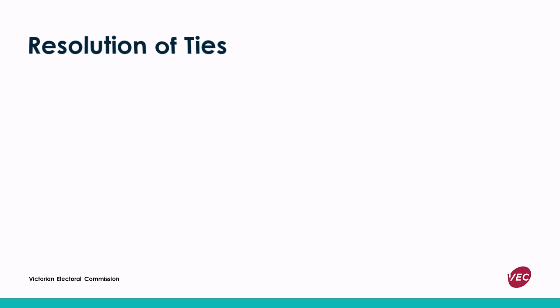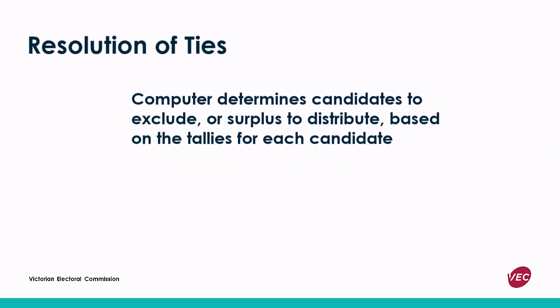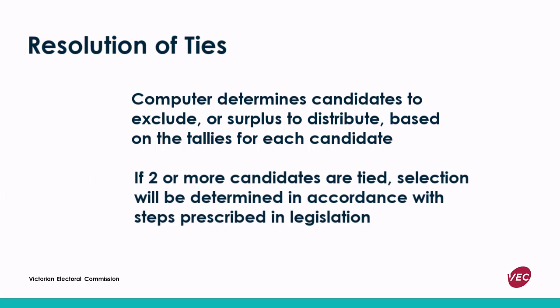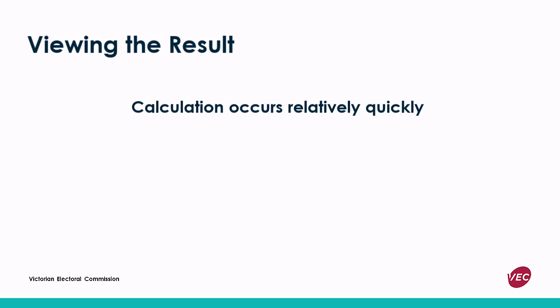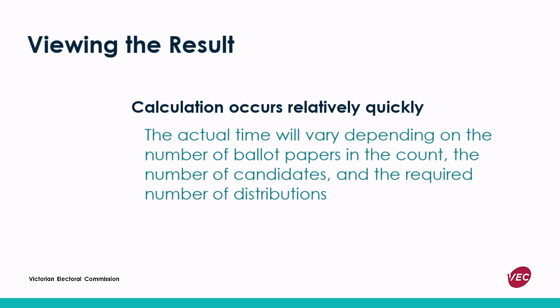The computer count application is able to identify candidates to be excluded or surpluses to be distributed based on the tallies for each candidate. If 2 or more candidates are tied at the point of exclusion or at the point of the distribution of a surplus, selection will be determined in accordance with the steps prescribed in legislation. The computer algorithm handles this automatically. Calculation occurs relatively quickly. The actual time will vary depending on the number of ballot papers in the count, the number of candidates, and the required number of distributions.